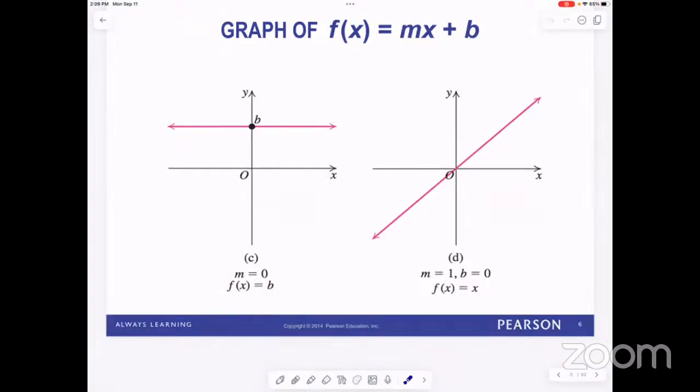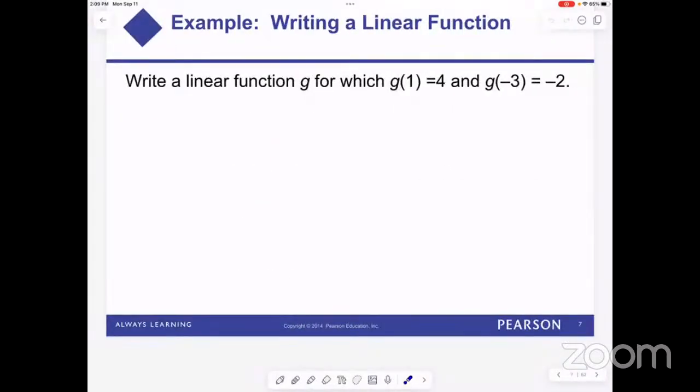So here we're asked to write a linear function where g of 1 is 4 and g of negative 3 is negative 2. Okay. So the first thing I'd like to bring to your attention, they gave us two different ordered pairs. They're basically saying when x is 1, the corresponding y is 4. When x is negative 3, the corresponding y is negative 2. So let's make a note of that.